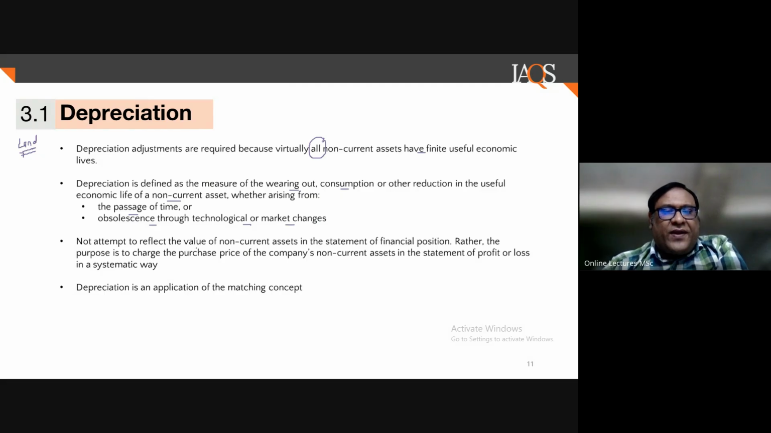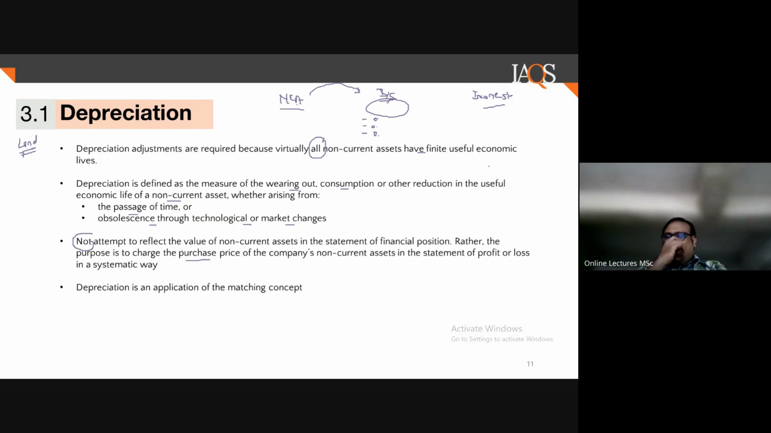It's not an attempt to reflect the value. Rather, the purpose is to charge the price to the P&L. I mean to say, you purchase a non-current asset, you cannot take it to P&L directly. So you take it to the balance sheet, the absolute amount, and every year in bits and pieces you charge depreciation, and these bits and pieces are charged to the income statement. So ideally the intention of depreciation is not to show the fair value, rather the intention is to charge the asset value to the P&L account.